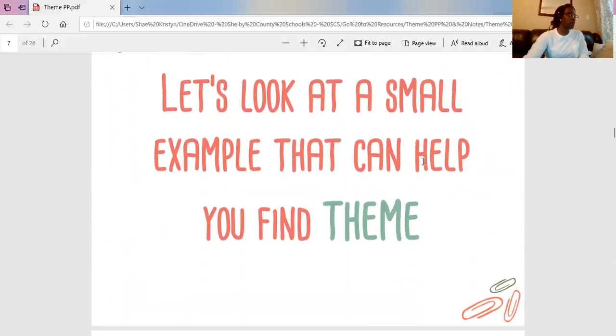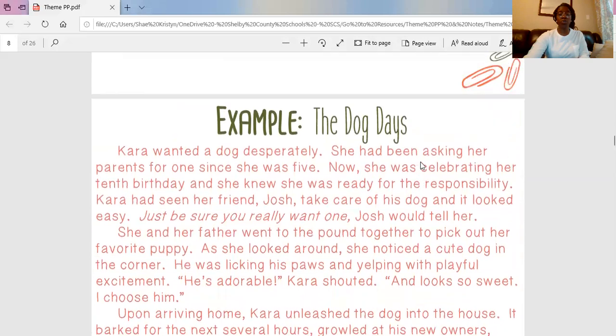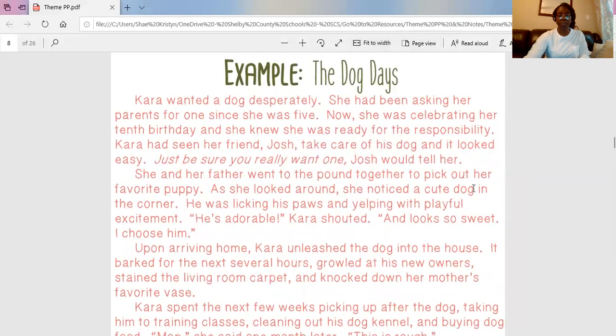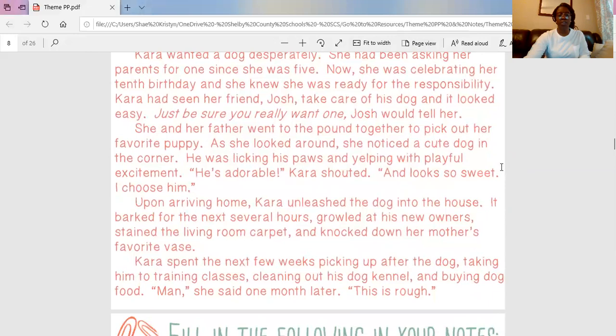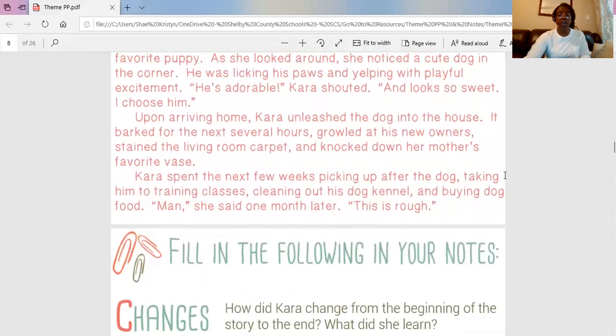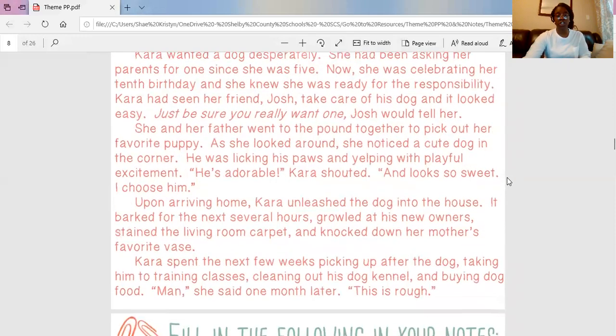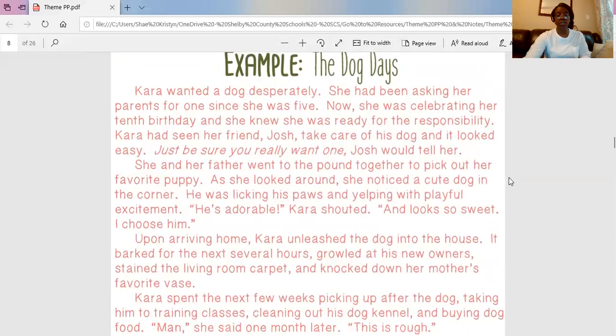So let's look at an example really quickly so we can walk through the C.A.R.E. elements. I want you to pause your screen here so that you can read the entire text, and I'm going to make it fit to page. When you pause the screen, it should help you read the text, The Dog Days, and we're going to go through the C.A.R.E. elements. As you read, I want you to consider taking C.A.R.E. Here are the C.A.R.E. elements. Are there any changes? Is there any advice, any repetition, or any epiphanies? These are the questions that you want to think about as you read through this passage. So go ahead, pause the screen, and consider the questions.